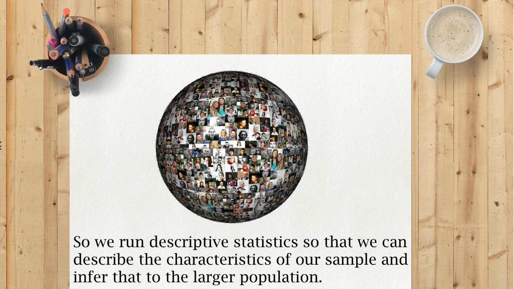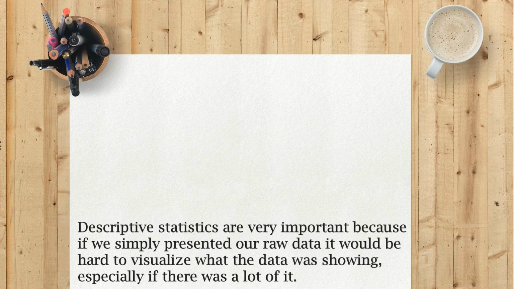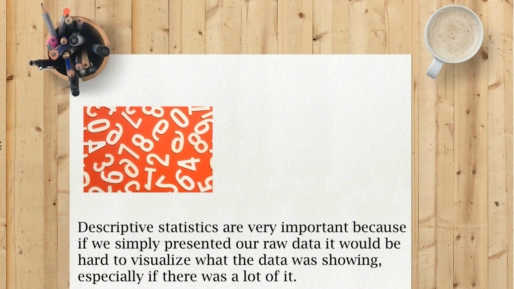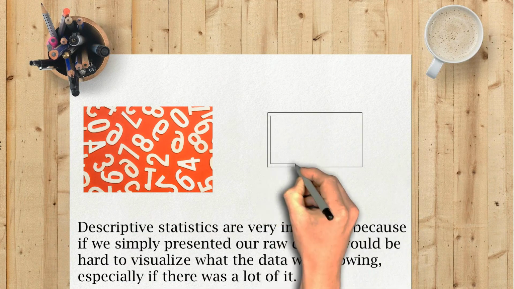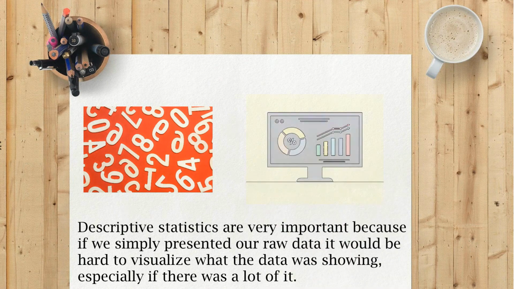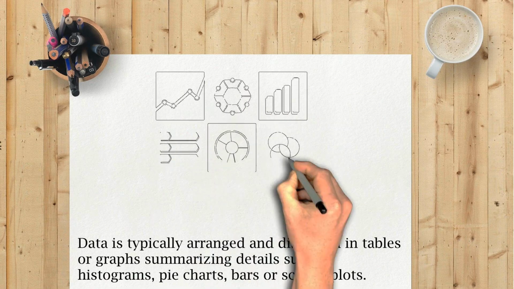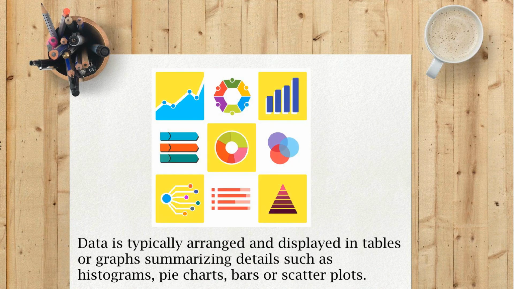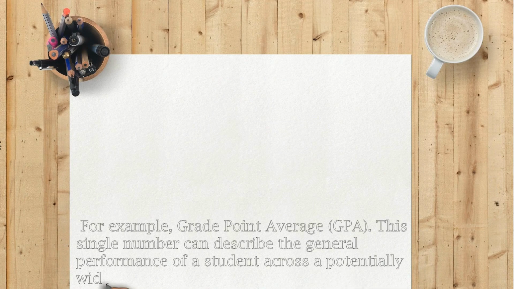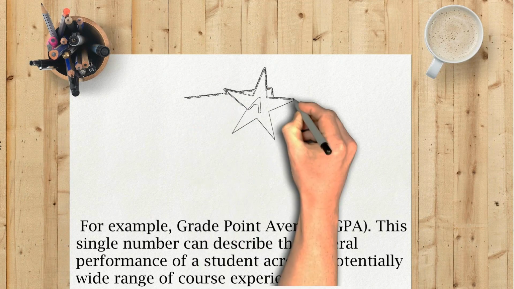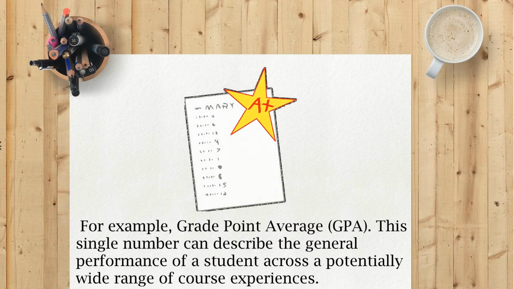Descriptive statistics are very important because, if we simply presented our raw data, it would be hard to visualize what the data was showing, especially if there was a lot of it. Data is typically arranged and displayed in tables, or graphs. We summarize details using histograms, pie charts, bars or scatter plots. For example, grade point average, GPA. This single number can describe the general performance of a student, across a potentially wide range of course experiences.